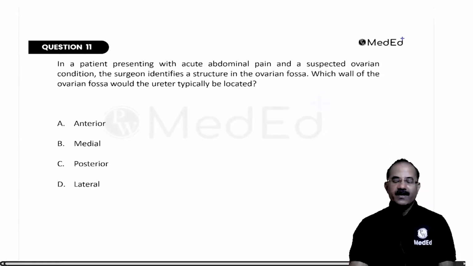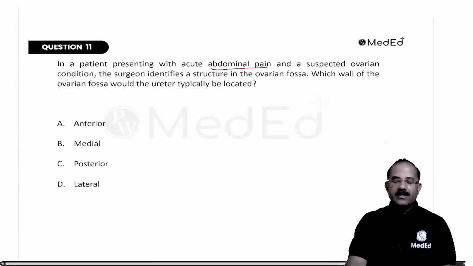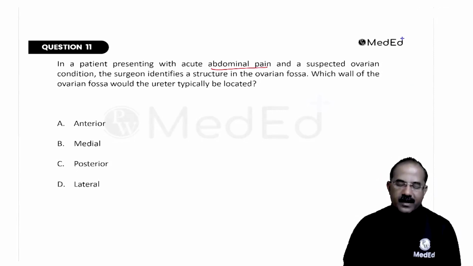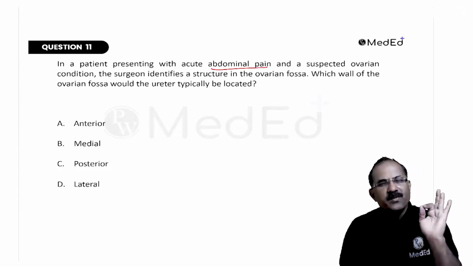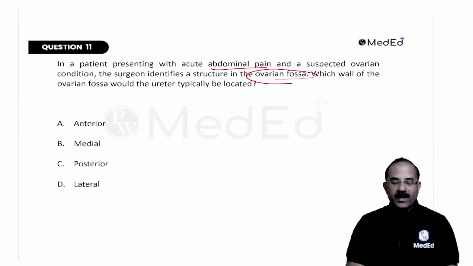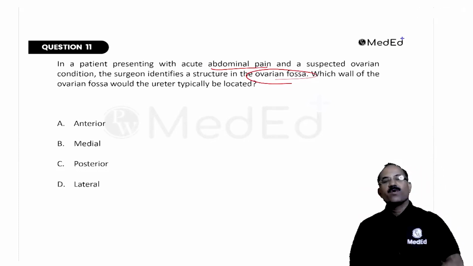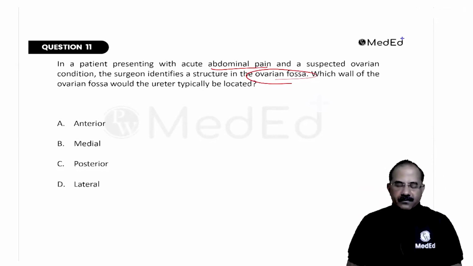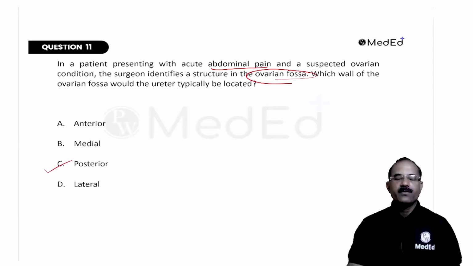Here we go. In a patient presenting with acute abdominal pain and a suspected ovarian condition, the surgeon identifies a structure in the ovarian fossa. Very important, bacha. Which wall of the ovarian fossa would the ureter typically be located? बोल सकते हो? Anyone? Posterior. Yes, Kshitij. Very good. Akhand, it's the posterior wall of the ovarian fossa.